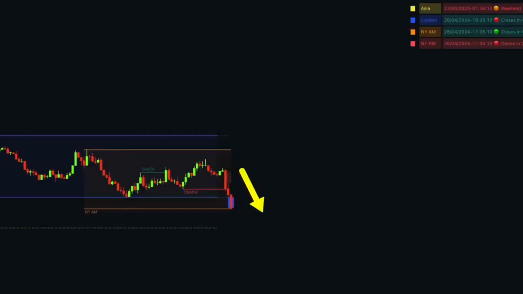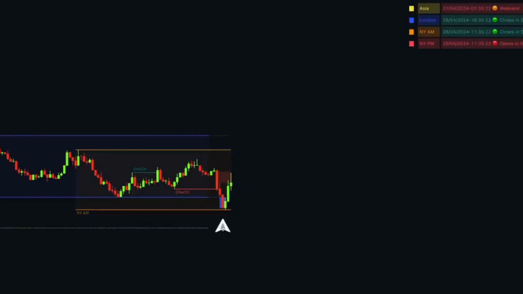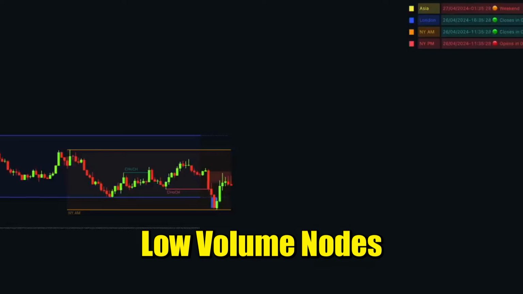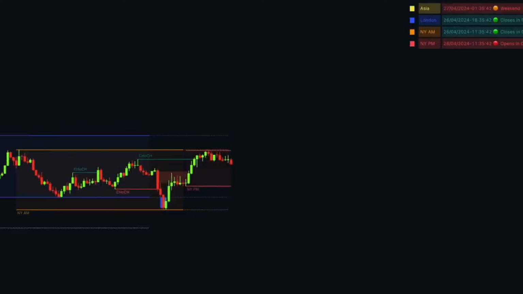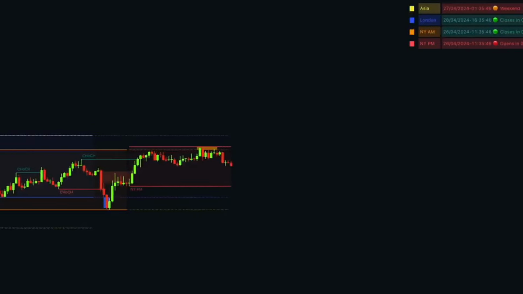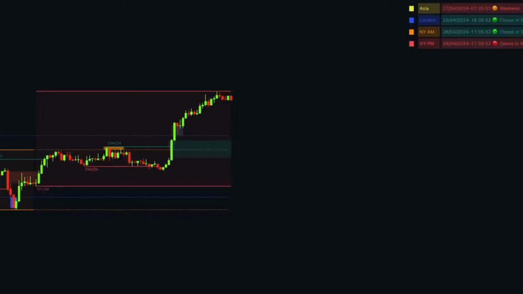The areas with the highest volume are known as high volume nodes, while areas with low volume are known as low volume nodes. By analyzing the volume profile, traders can identify key price levels where significant buying or selling interests exist, helping them make more informed trading decisions.